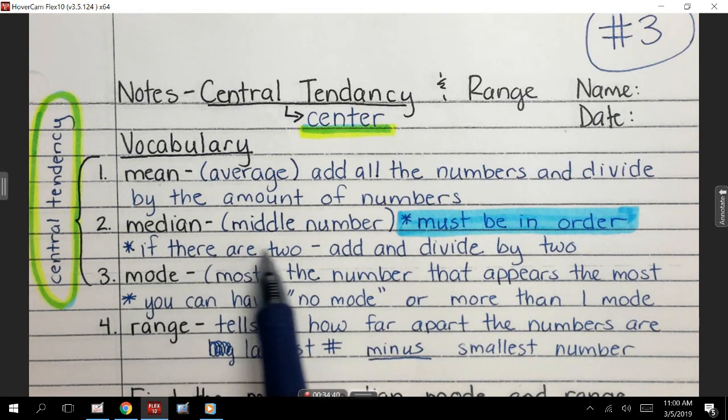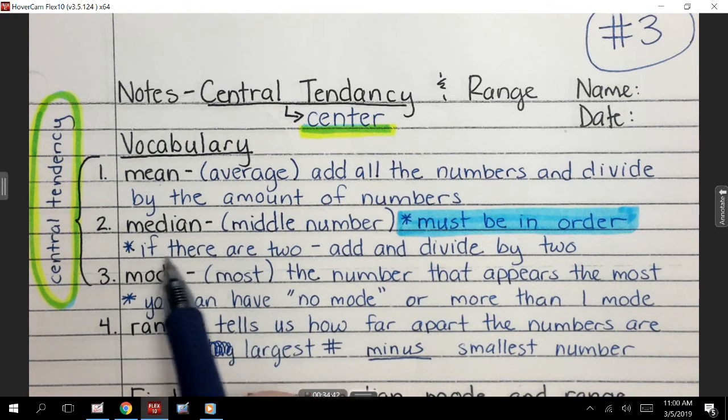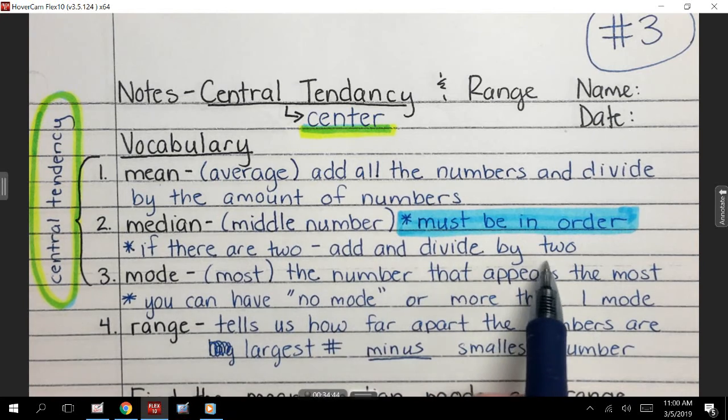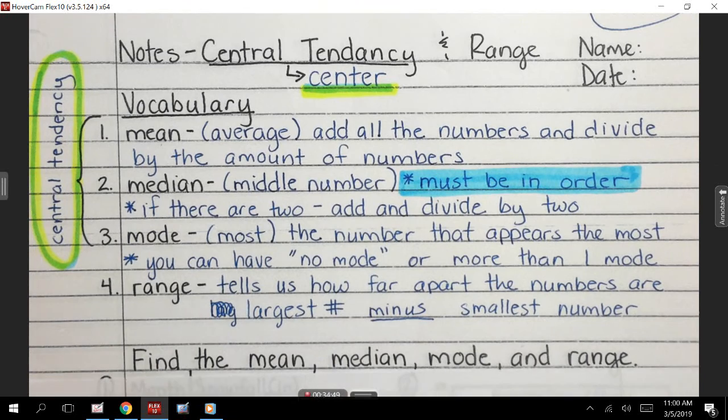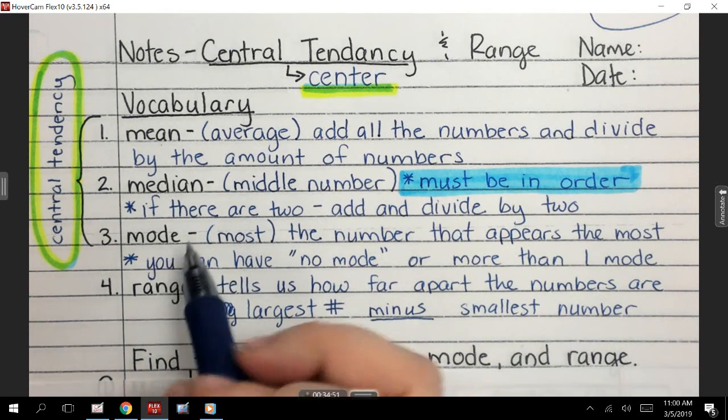And it tells me sometimes there might be 2 numbers. If there are 2 numbers in the middle, we're going to add them and divide by 2. Okay? Hearing a lot of shuffling. If we can sit still and focus for just a few minutes, all right?